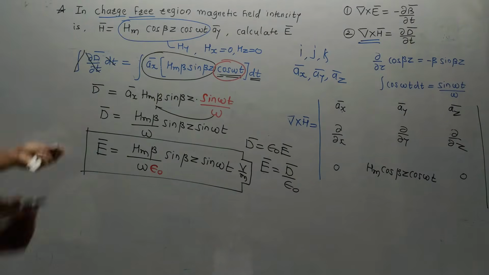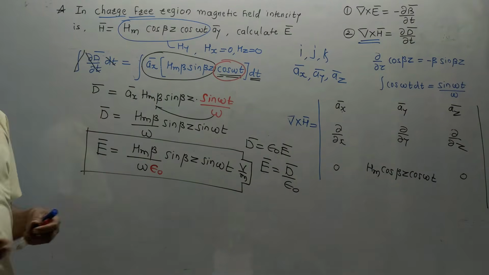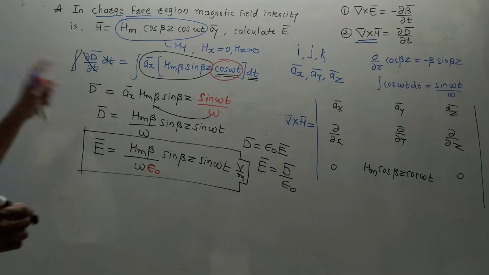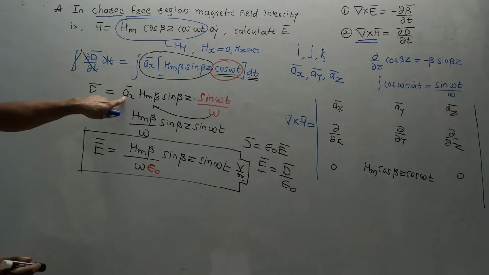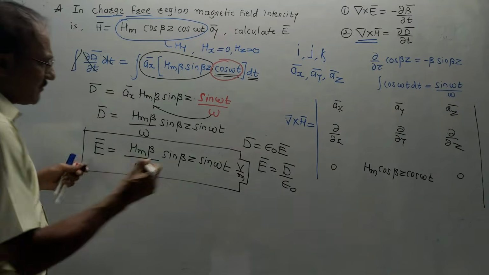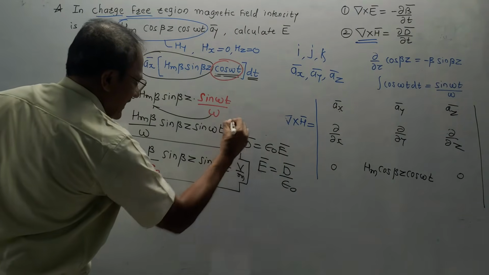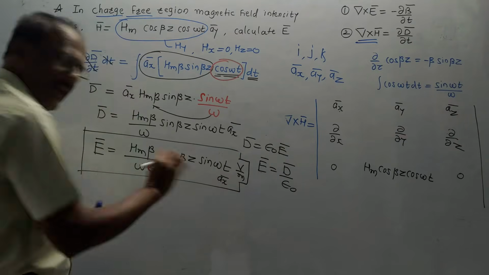Now let us solve one more numerical to get the idea in detail. One more thing before solving the next numerical. We have forgotten to write the direction. It is ax bar, so I am supposed to write it at the end. So it is ax bar. Here also I will mention ax bar.